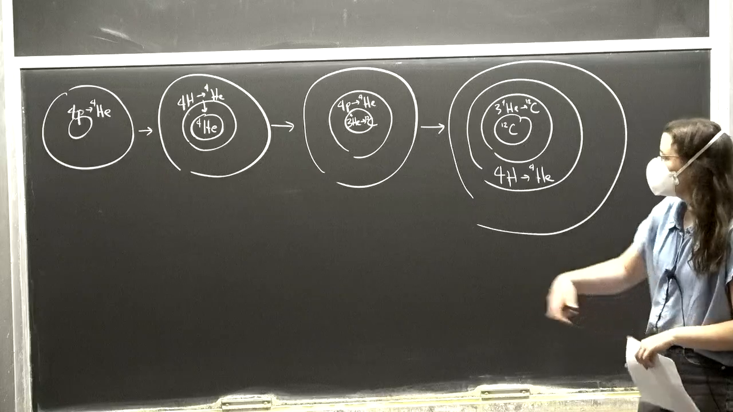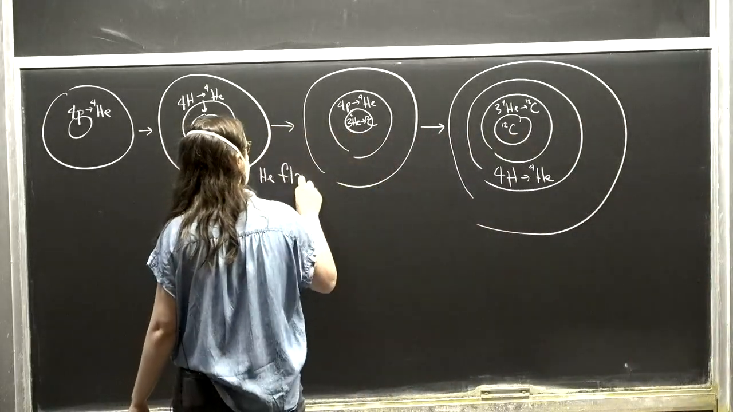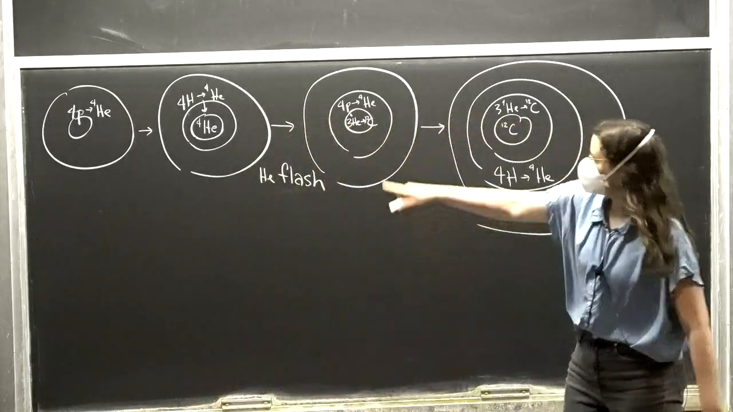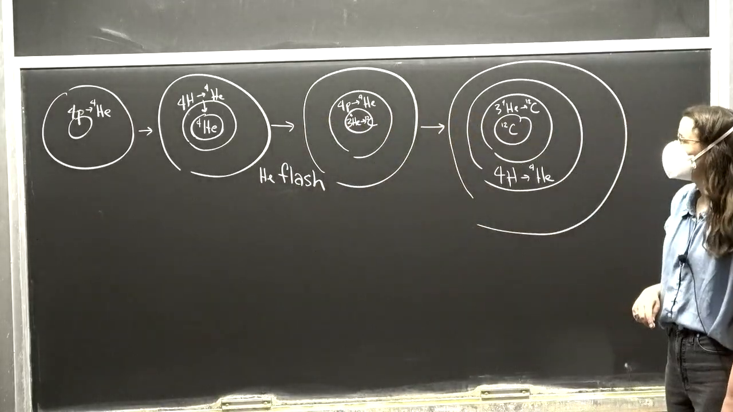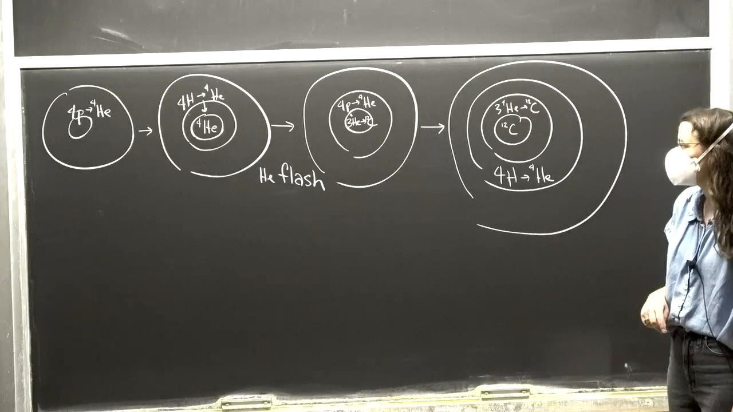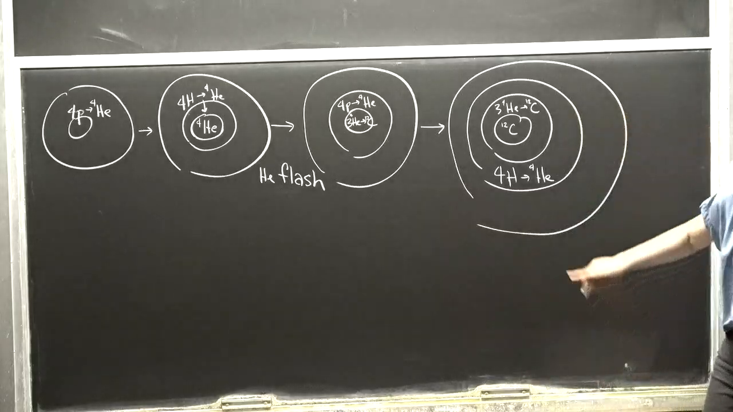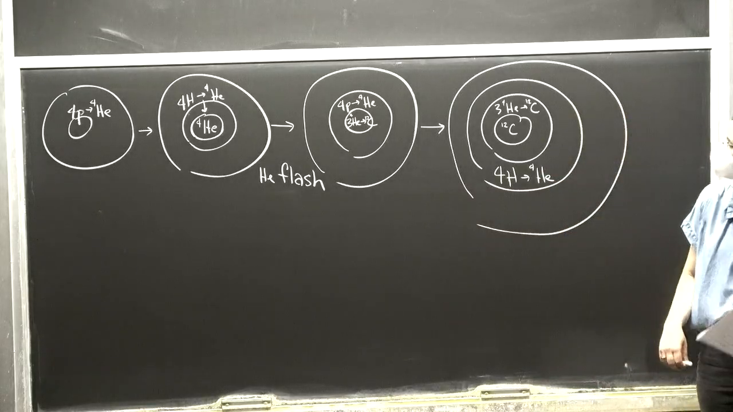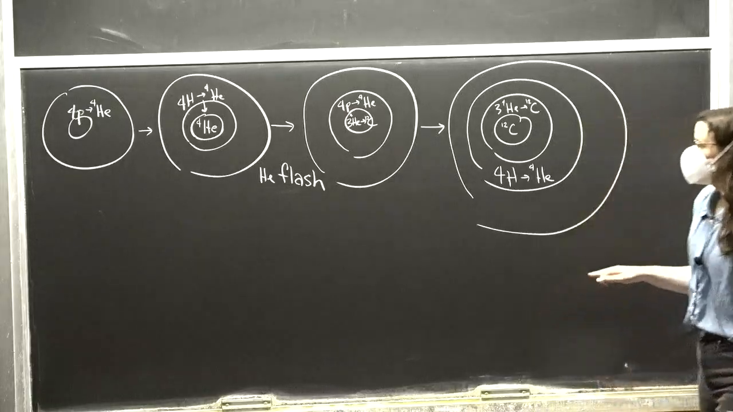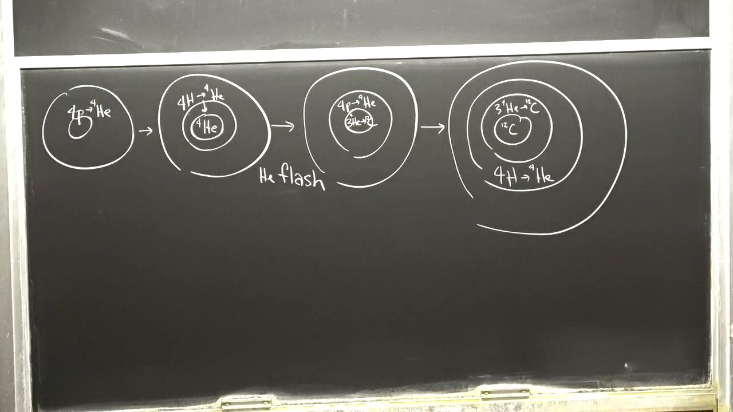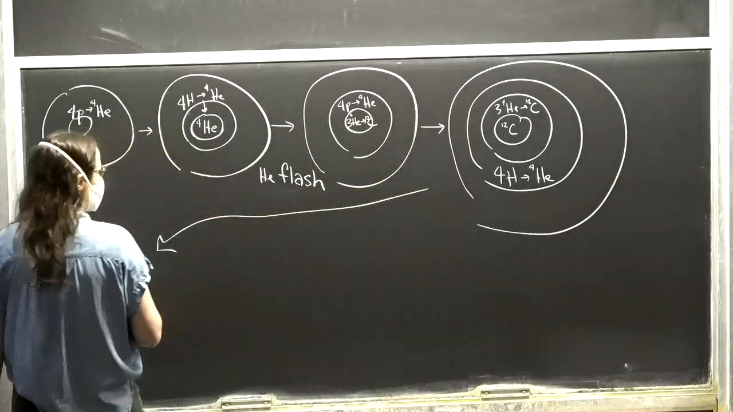Then eventually, this is the helium flash, where you have this triple alpha process happening. That's when you go to the horizontal branch, and then eventually you do run out of helium in the core, and you end up with this core made of carbon. So this is a schematic of what we talked about yesterday. And then one of two things can happen. I'll draw some arrows.